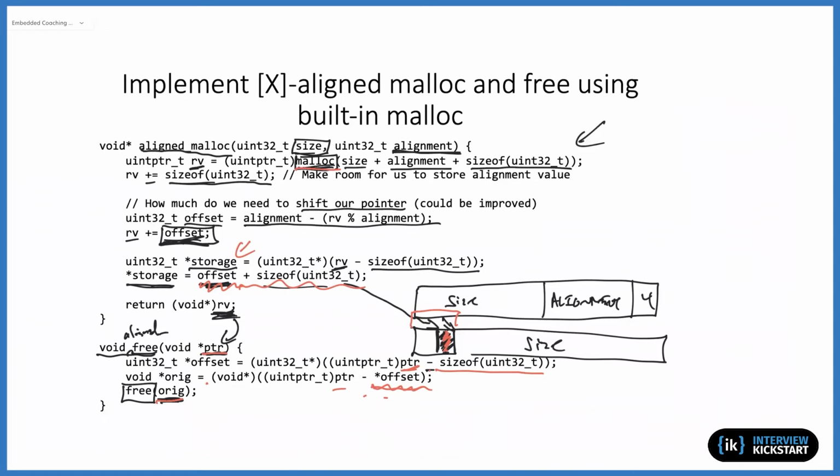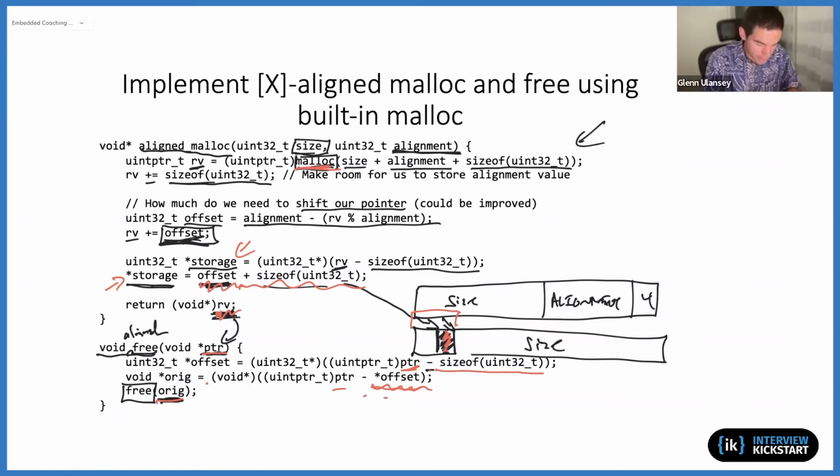Hey, Glenn. Yep. I was just trying to understand the line before return in the aligned malloc. We store the offset into a specific location. I was trying to see offset plus you are doing size of uint32, which is 4 bytes. Yeah. So remember what I'm going to return from this function is RV, and what I need to get back to is whatever malloc returns. And so I incremented RV here, and I incremented RV here. So I need to store those 2 pieces of information here so that I can subtract the same thing down here.